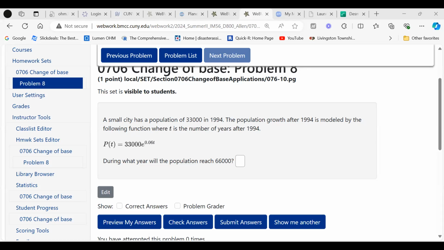They start using the model after 1994. And so here, replacing this whole thing, this is the exponential model, 33,000 times e to the 0.06t. That is equal to 66,000. And then from there, we're going to solve for t. So divide both sides of the equation by 33,000 first.